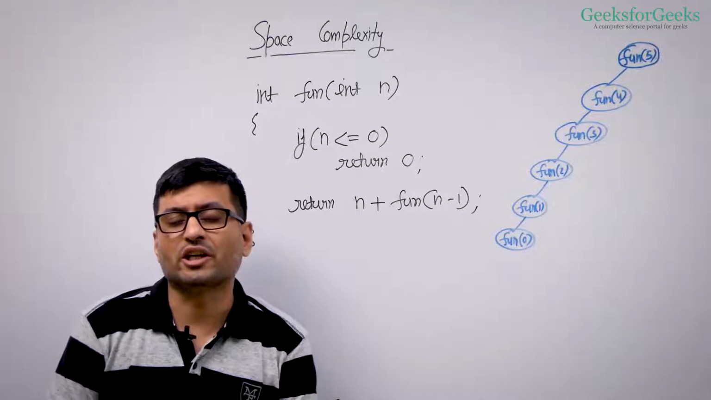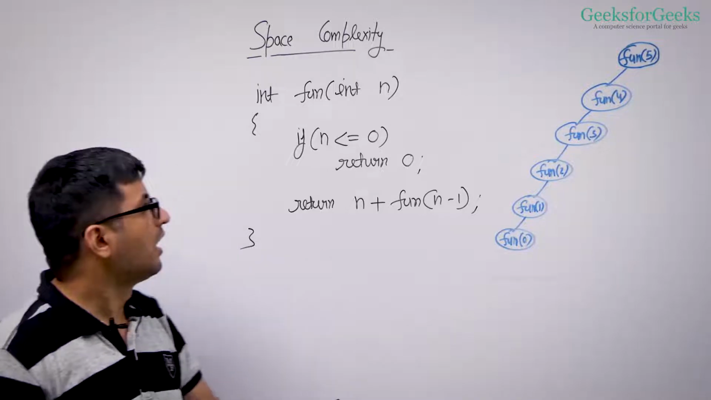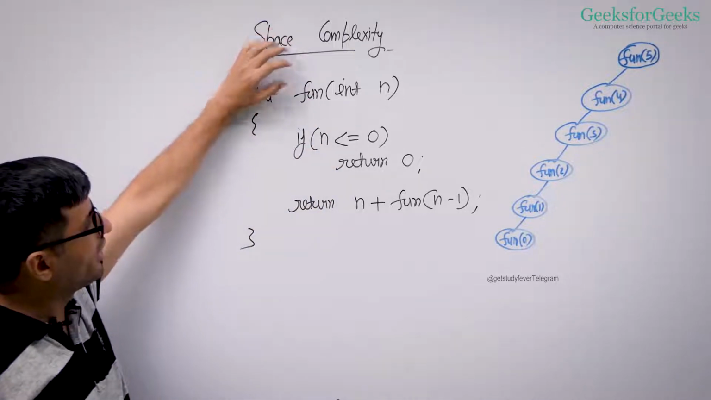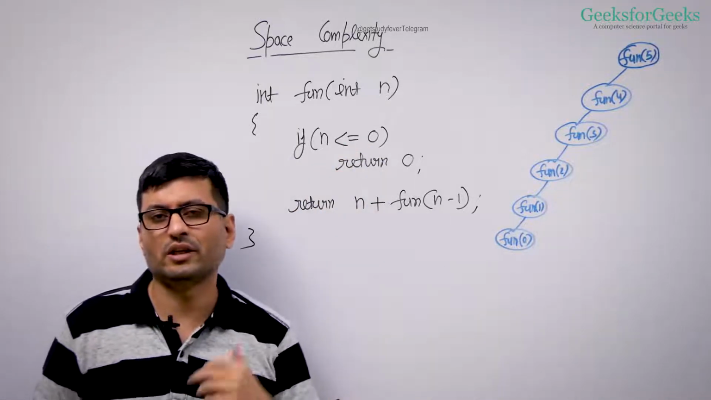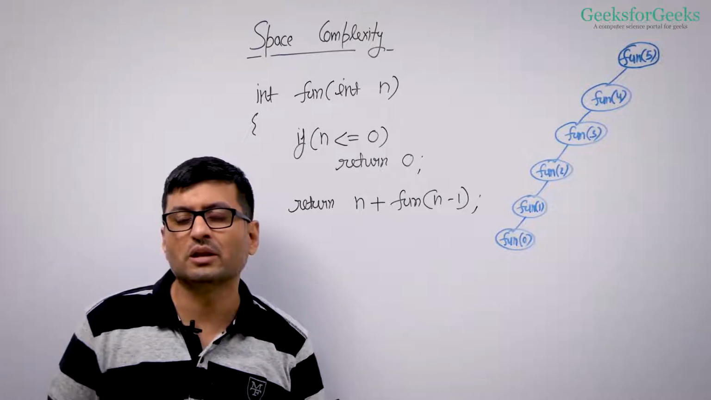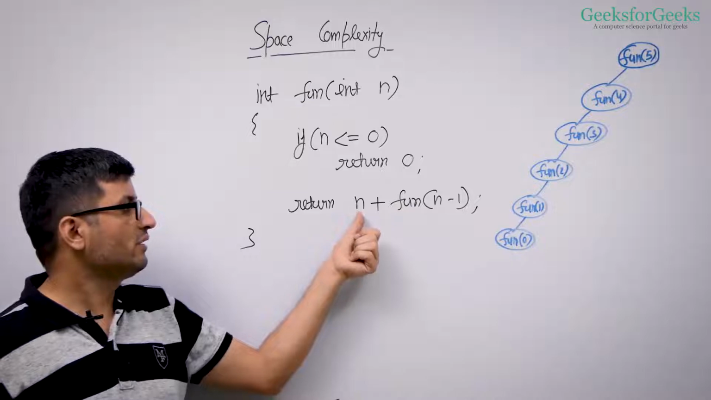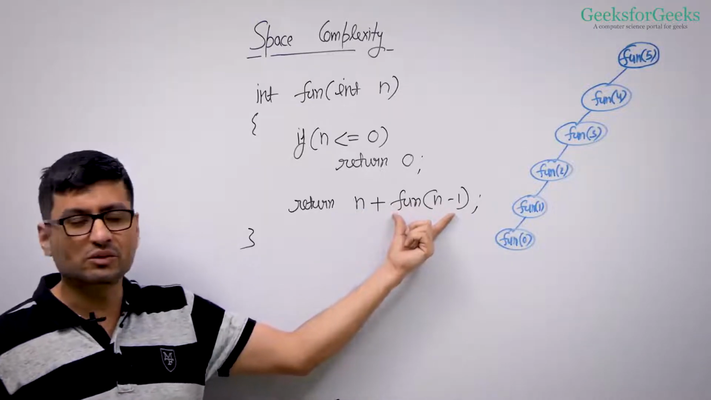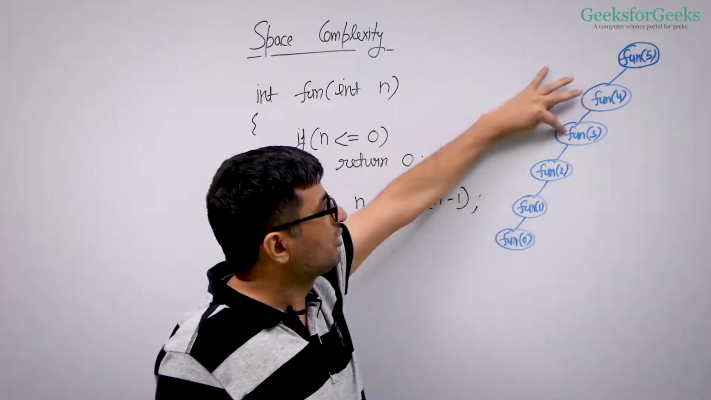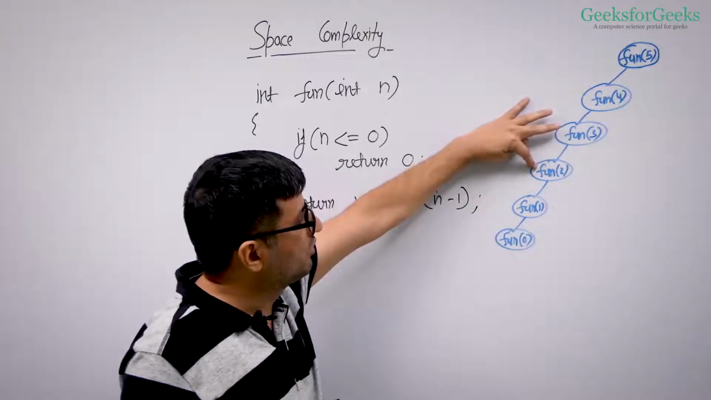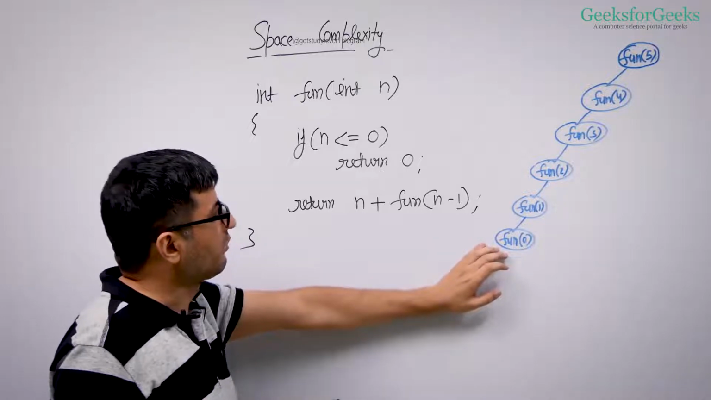Let us take a look at this recursive program to find the sum of the first n natural numbers. How does this program work? It takes an input n. If n becomes 0 or less than 0, it returns 0 as the sum of natural numbers. And if n is something positive, it adds n and calls fun n minus 1. So how does this work? Fun 5 calls fun 4, fun 4 calls fun 3, fun 3 calls fun 2, fun 2 calls fun 1, and then fun 1 calls fun 0.